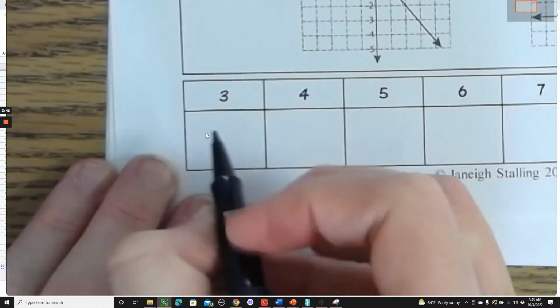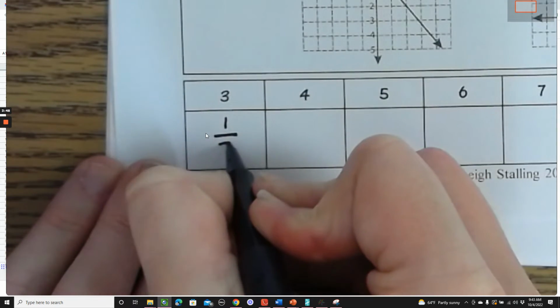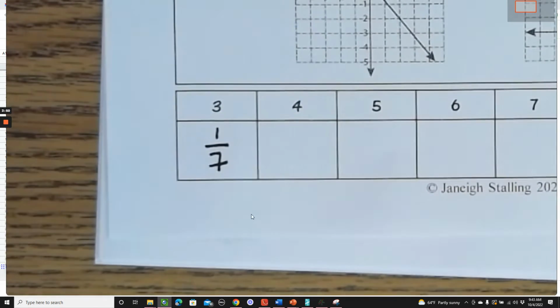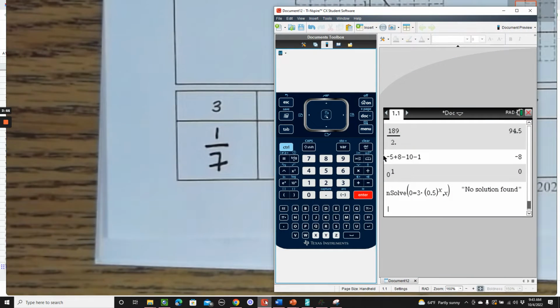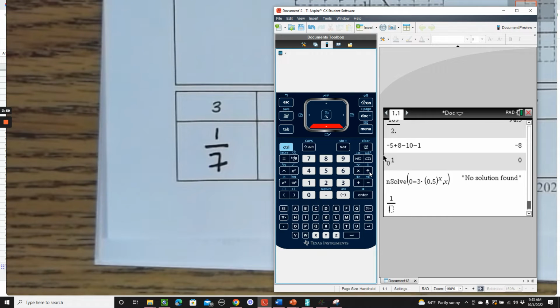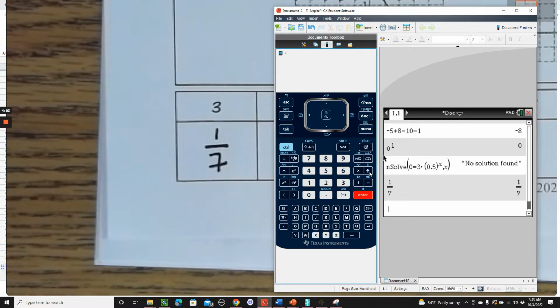So down here at 3, I would write it like that. Now, anytime, especially when you're doing slope by hand, I know 1/7 is in simplest form. You guys probably know 1/7 is in simplest form. But always check your fractions. All you have to do is type the fraction in your calculator and hit enter. If it's in simplest form, it'll spit the same thing out.